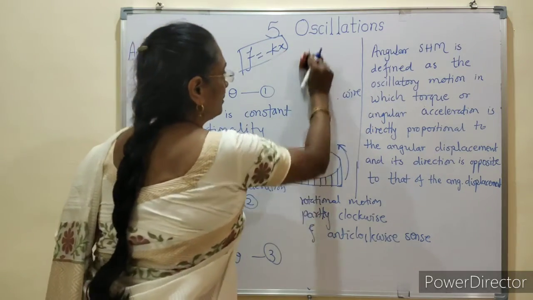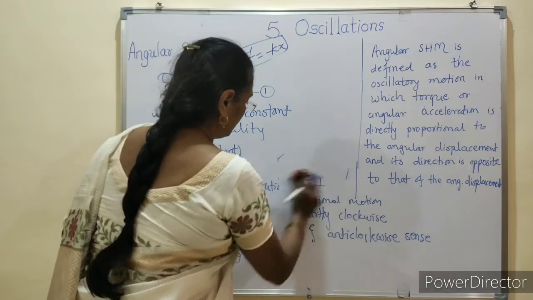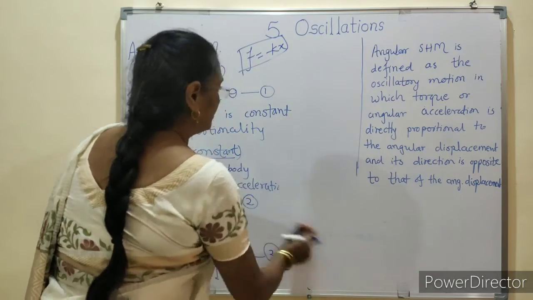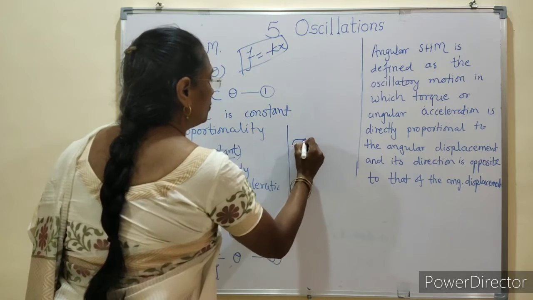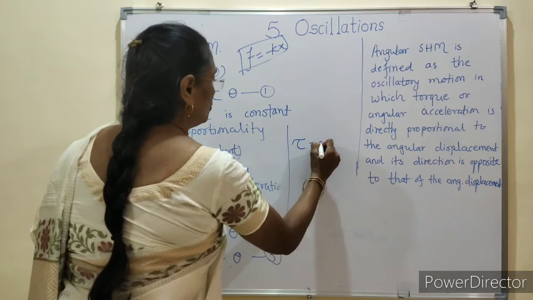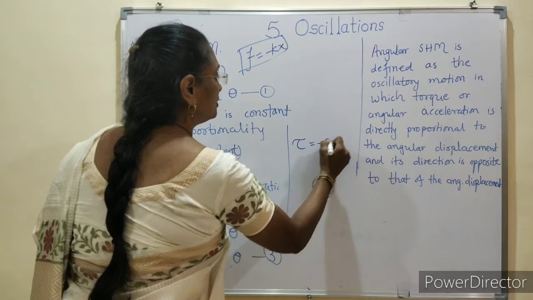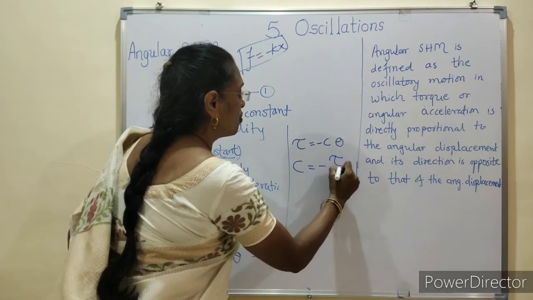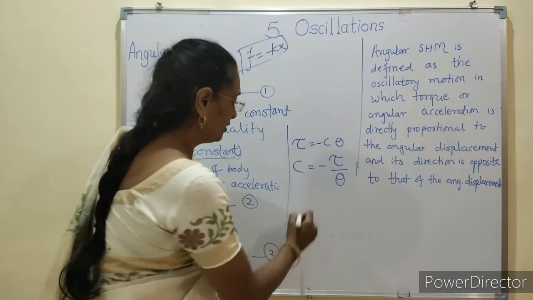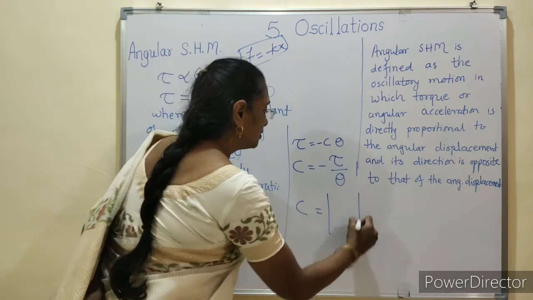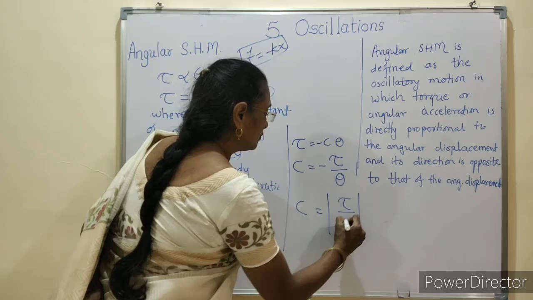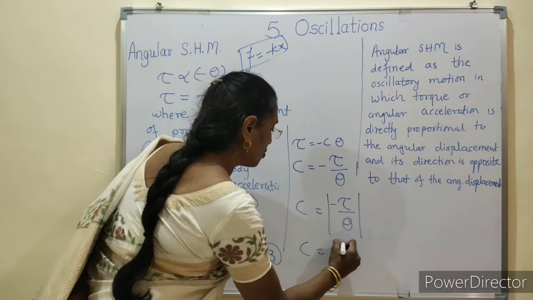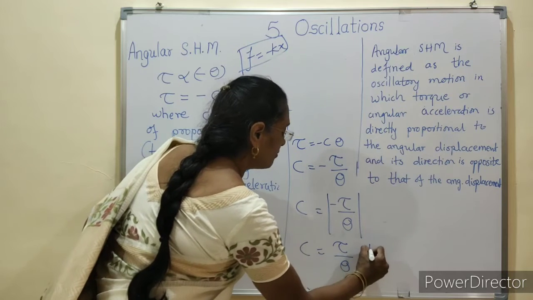Here we write for the twist constant like this: tau is equal to minus c theta. We consider c can be written as minus tau upon theta. If we write its magnitude in this way, c is equal to tau upon theta by magnitude.